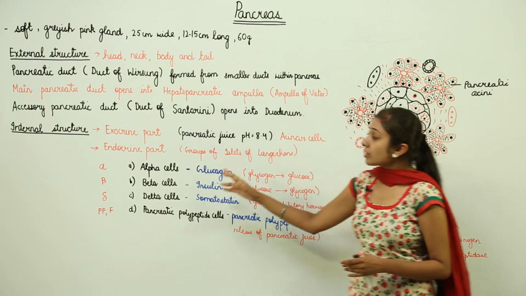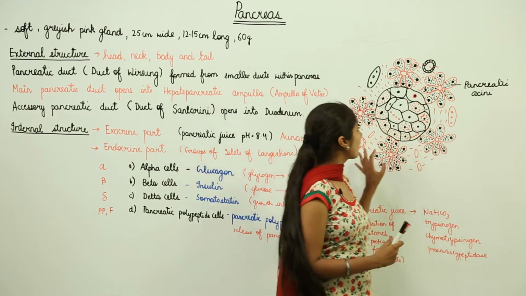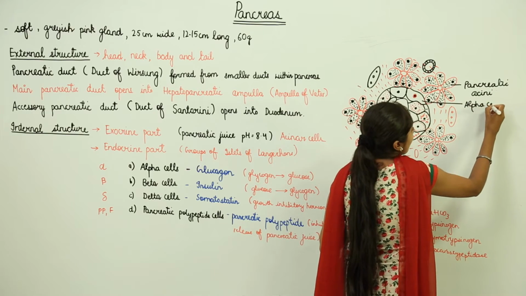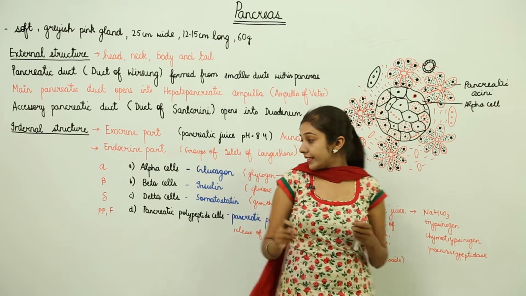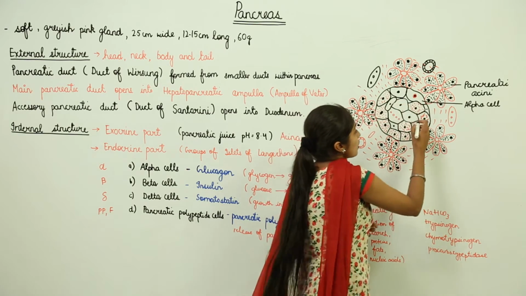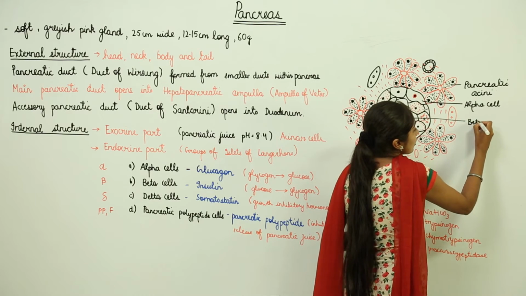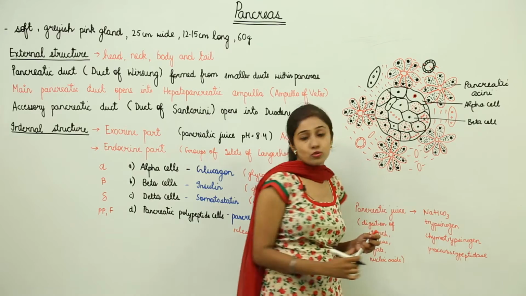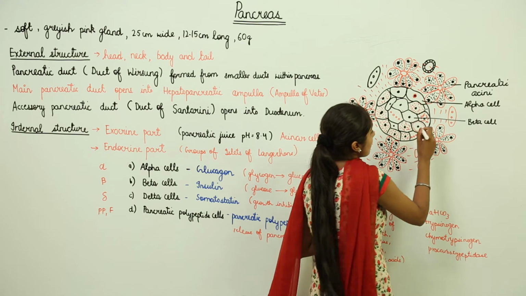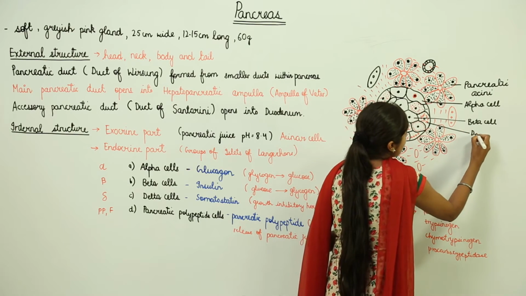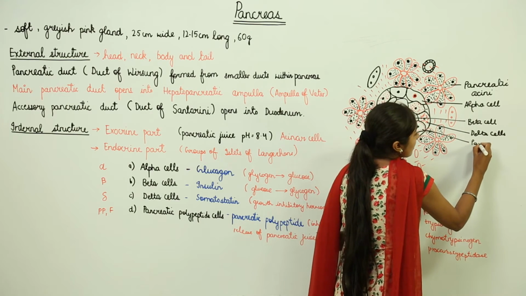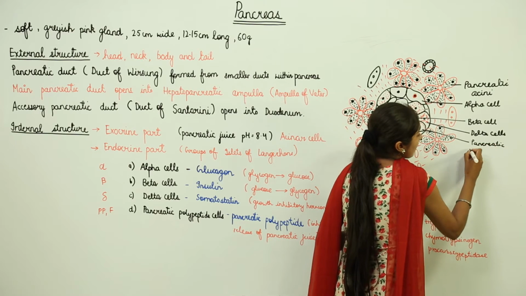Now when we talk about alpha cells, these alpha cells are mostly located towards the periphery, right? So this is an alpha cell, located towards the periphery. Then we have the beta cells. These beta cells are generally in the middle region. So this is a beta cell. They are generally in the middle part, and they are numerous in the middle part. Then we have the delta cells and pancreatic polypeptide cells. These are the delta cells, right. They are also located towards the periphery, and then we have the pancreatic polypeptide cells.